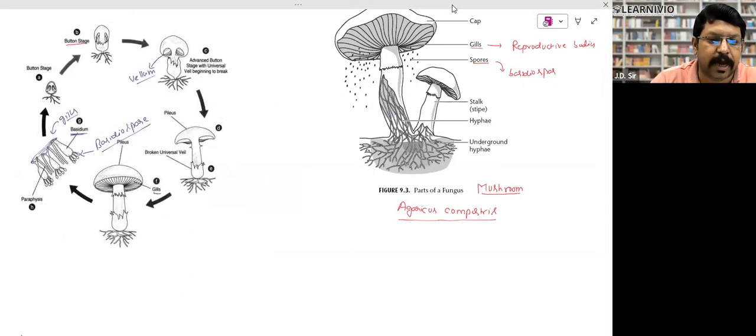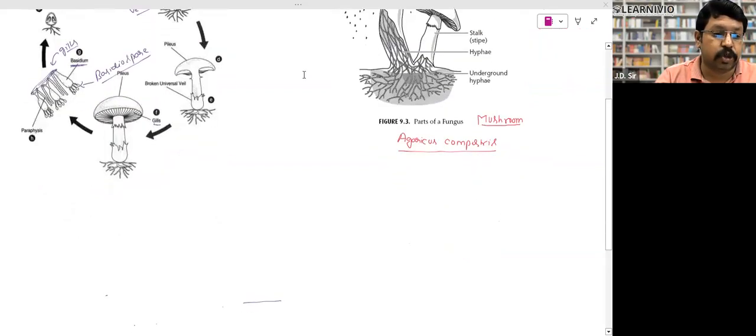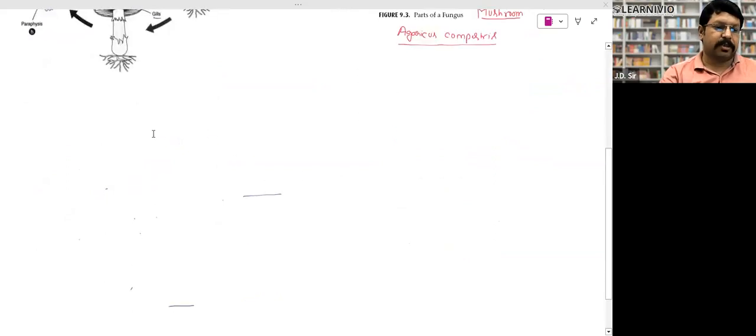So this was the life cycle of the mushroom. Did you get the life cycle? How does it take place? So every basidium has 4 basidiospores. That thing you need to remember, right? The number of ascospores can be 4 or 8, but the number of basidiospores on a basidium will be 4 only, right? Now let me discuss with you the general characters.